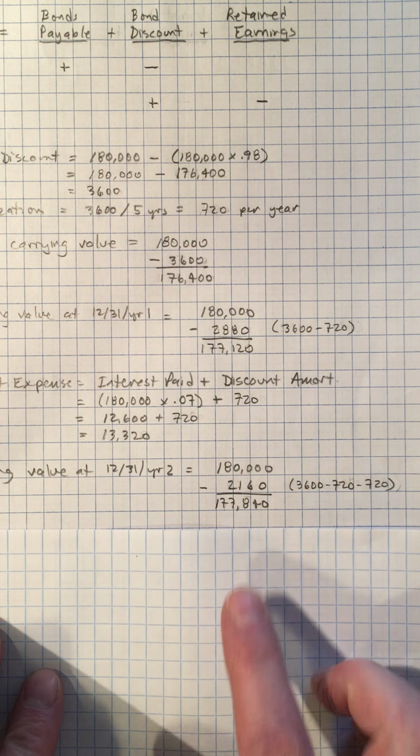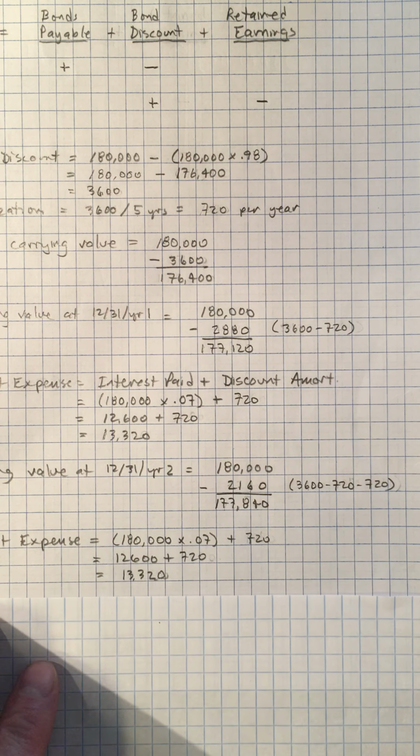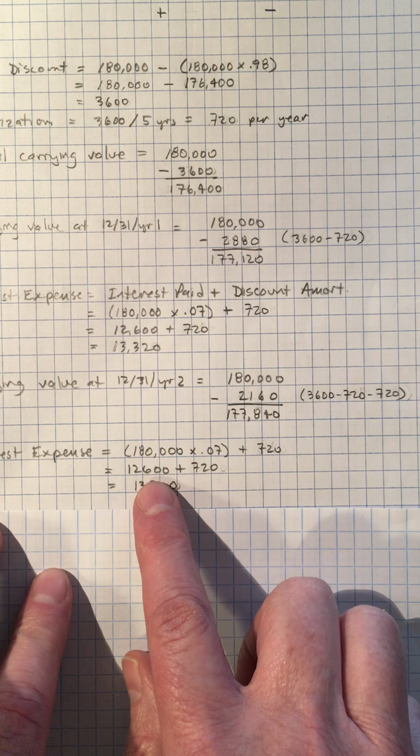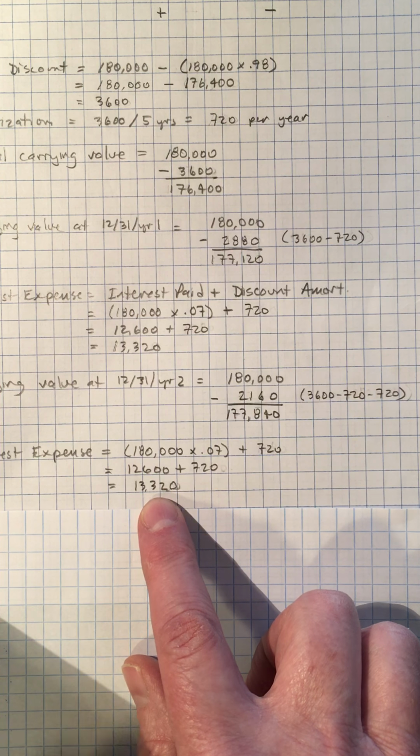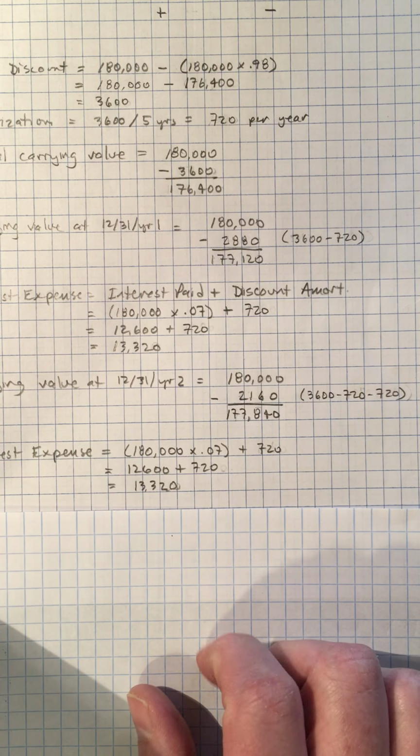The last thing they ask for is the interest expense in year 2. It's going to be the same $12,600 that we pay plus $720, $13,320. That'll be the same every year.